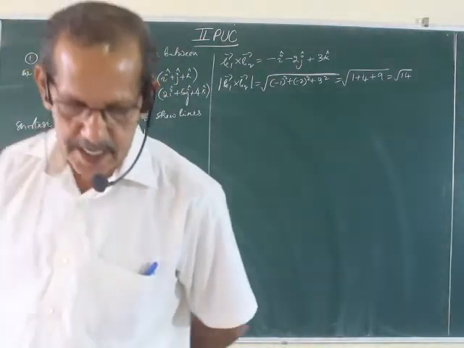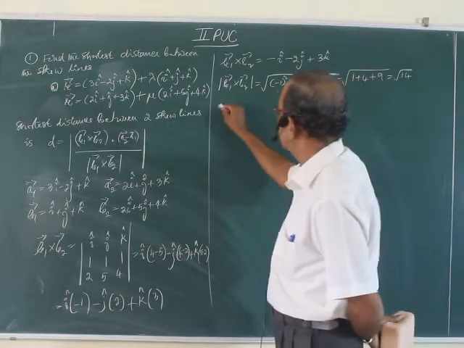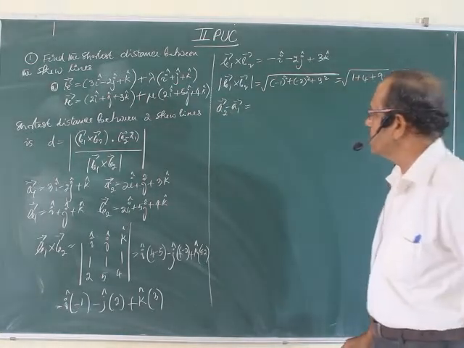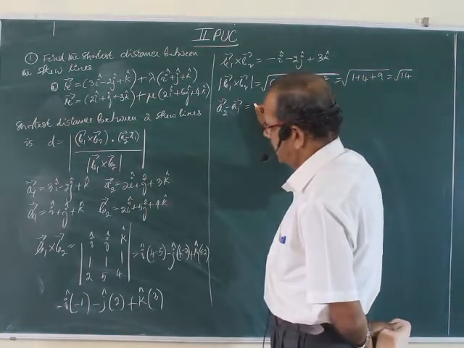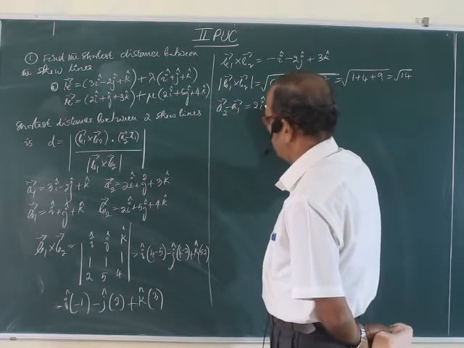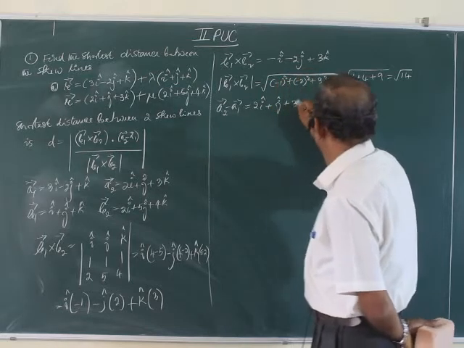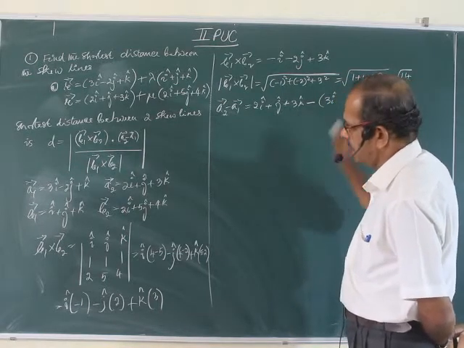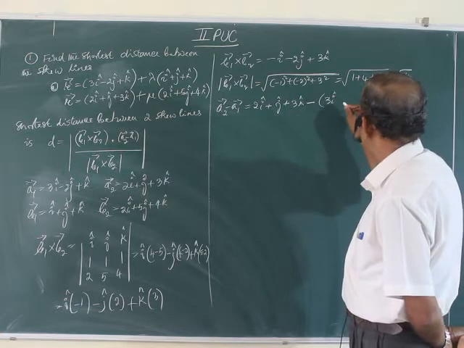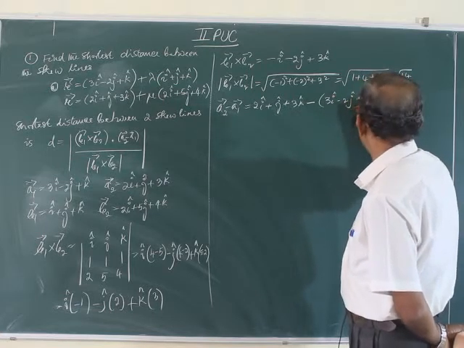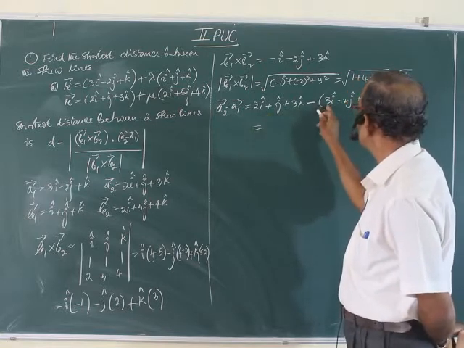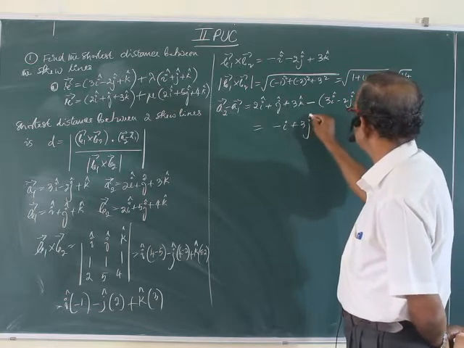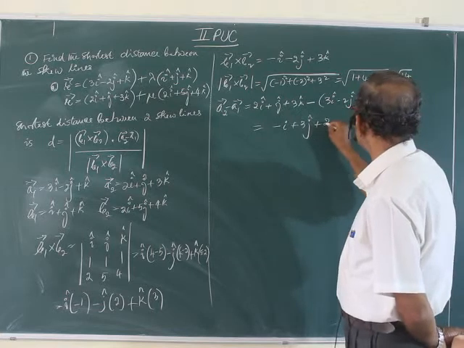Right? Next, a2 minus a1. a2 minus a1 is 2i plus j plus 3k minus a1, 3i minus 2j plus k, or otherwise it is 2 minus 3 is minus i, j minus of minus 2j is plus 3j, 3k minus k is plus 2k.